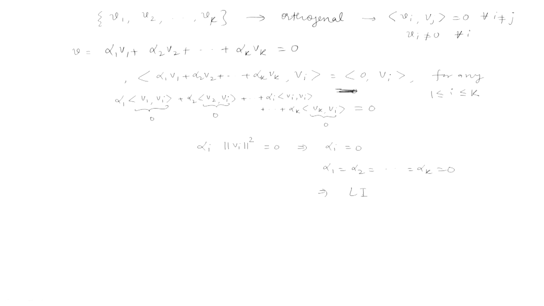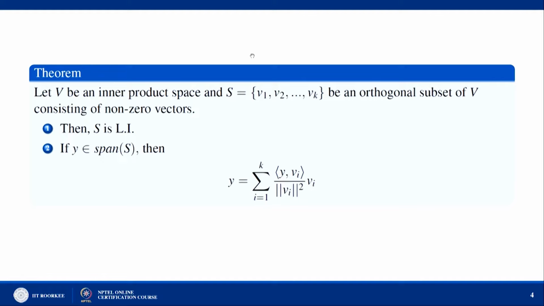Or you can understand it like this: you take the linear combination of these vectors and suppose it is V. You first take the inner product of V with V1, this will give alpha 1 equal to 0. Now you take the inner product of V with V2, this will give alpha 2 equal to 0, and similarly you take the inner product of V with Vk, this will give alpha k equal to 0, and hence we obtain all alphas equal to 0. That means the set is linearly independent.